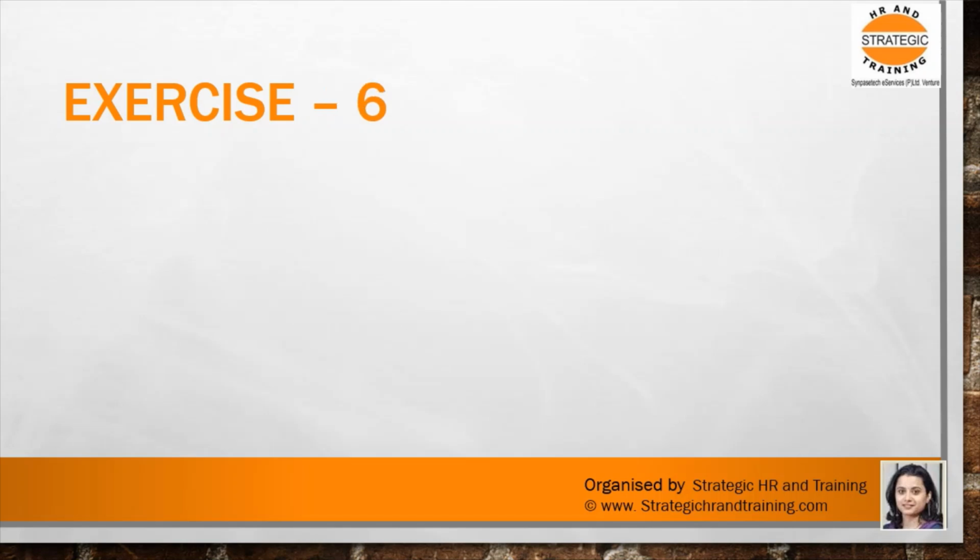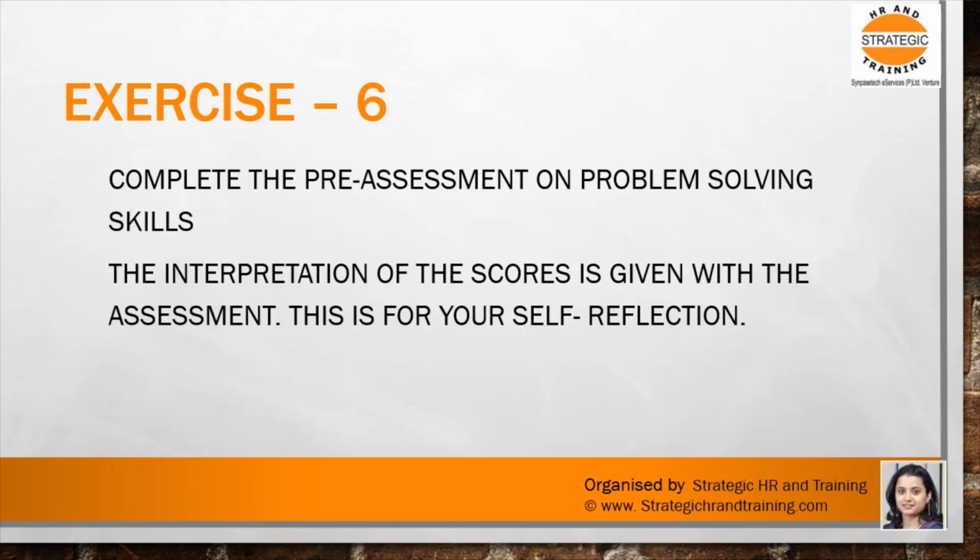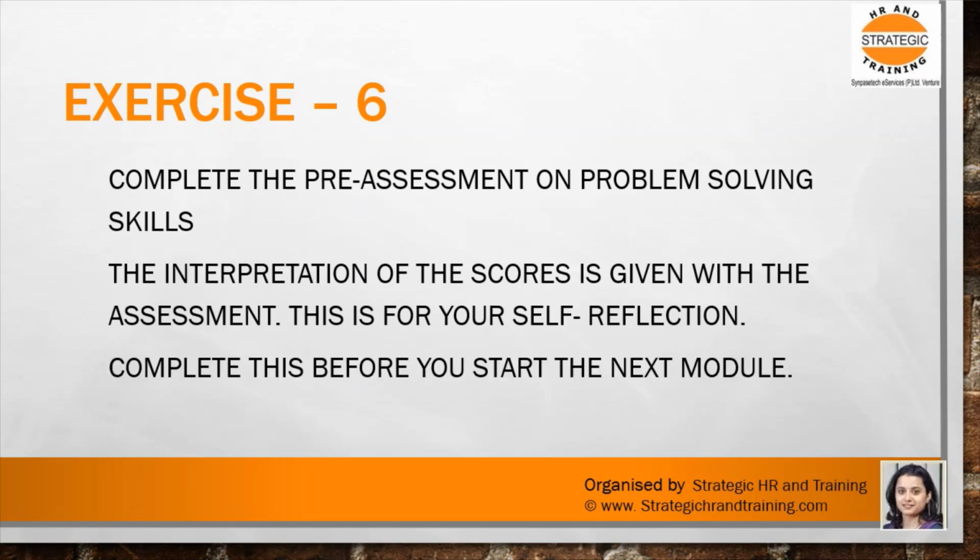The 6th exercise involves completing a small pre-assessment given in your document titled the module-wise exercises. So in that document, complete this pre-assessment. There is a scoring key and the description of the score also given at the bottom of the assessment. The purpose of this assessment is self-reflection. It will help you understand right at the beginning of this course what are your strong areas in problem solving, and what are the areas of problem solving and decision making that you need to focus more on, and that will help you make the most of this course. Do complete this before you start your next module.